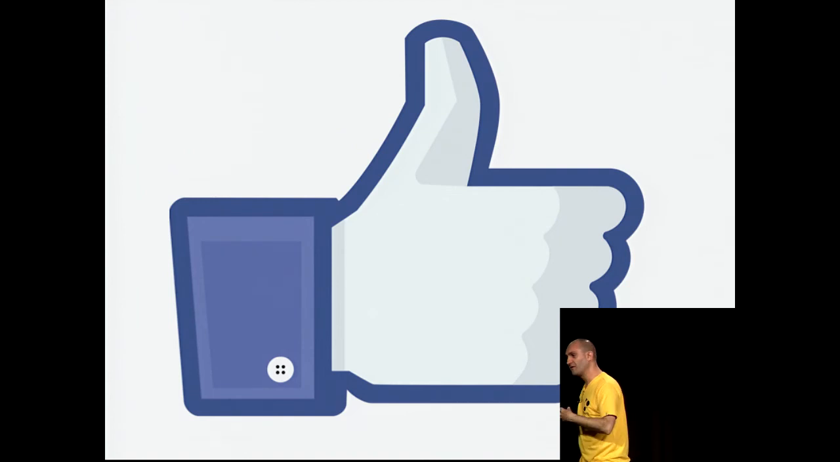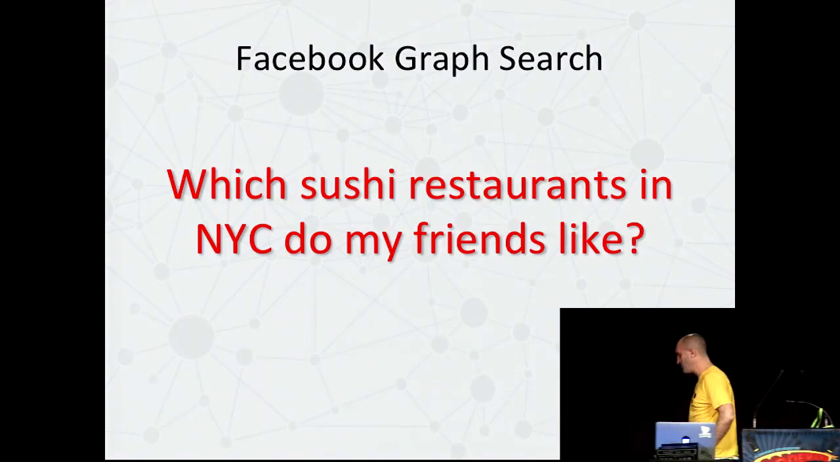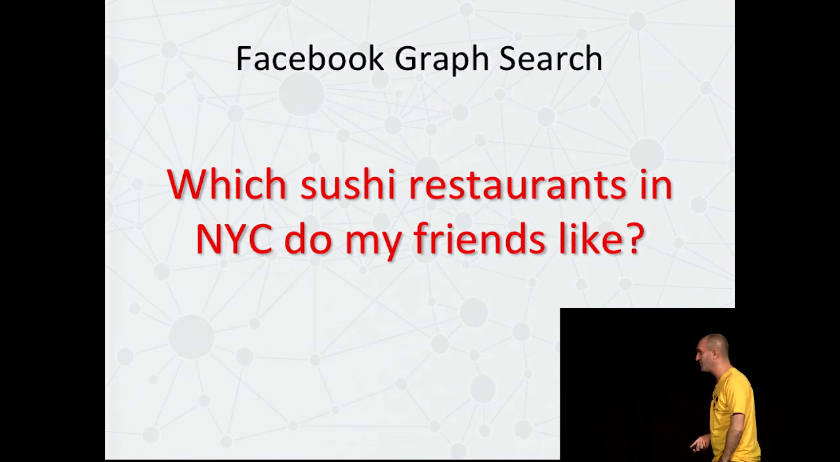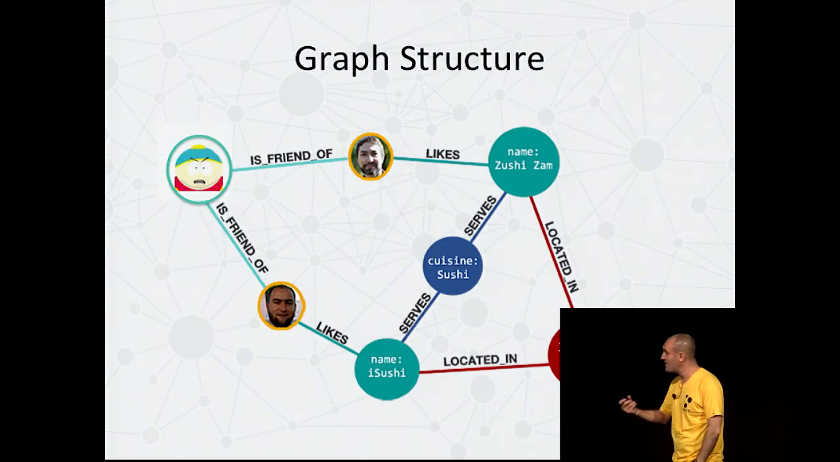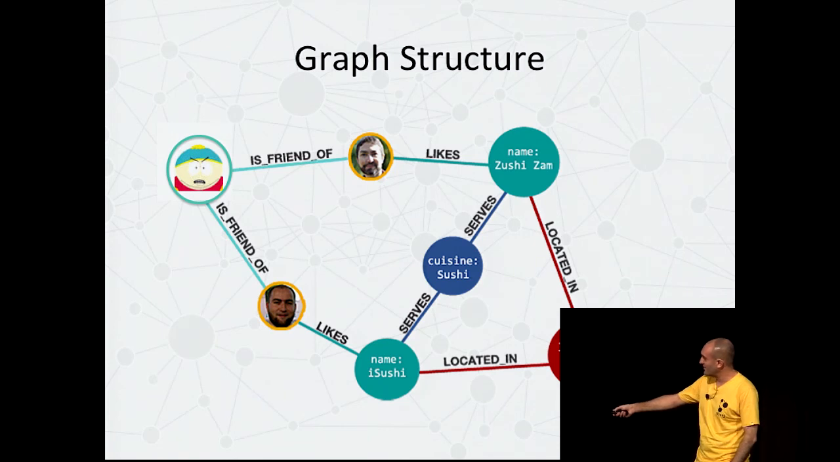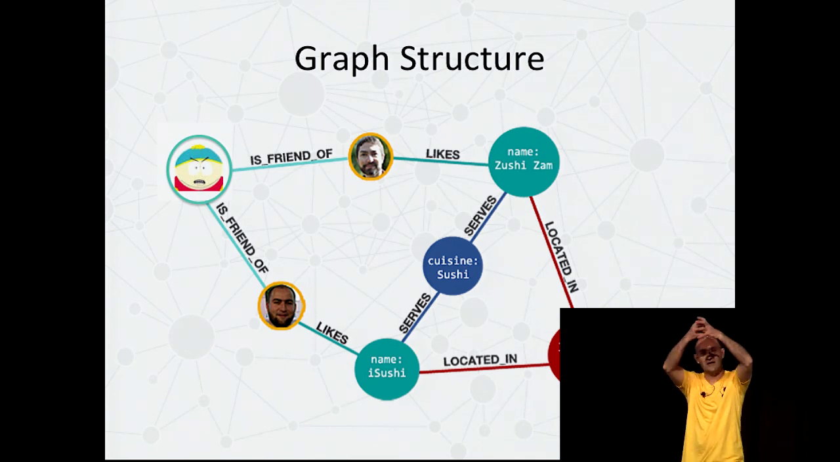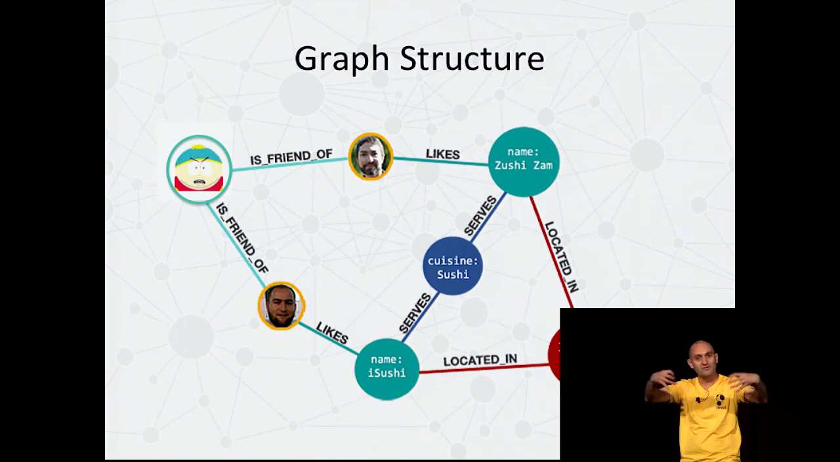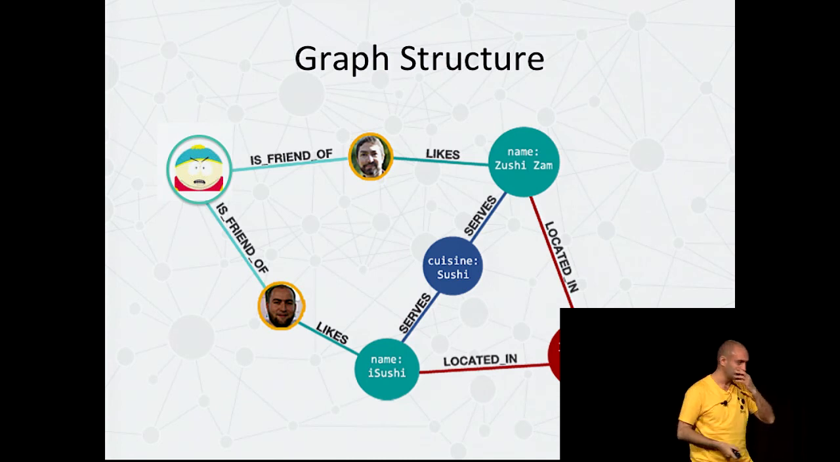So Facebook do this stuff. So you can ask things like, which New York sushi restaurants do my friends like? And you can see here, that's a very graphy thing. So there's me, told you I like Eric Cartman. And here's my friend Andreas, my friend Michael. And they like these restaurants, iSushi and Sushi Zam, which both serve the cuisine sushi, and they're both in New York. Obviously, this graph has been simplified for presentation, because New York wouldn't be a single node, it would be a graph itself of boroughs and streets and so on. And probably cuisine would be a little bit more structured as well.